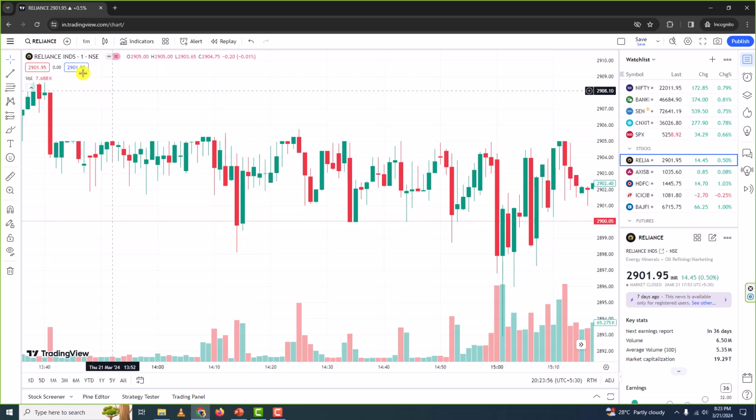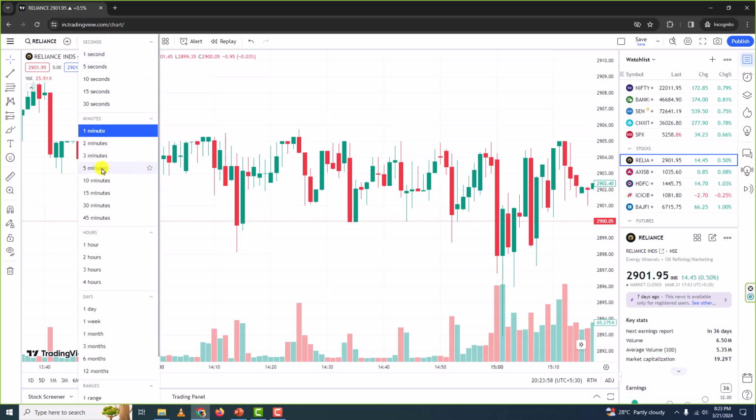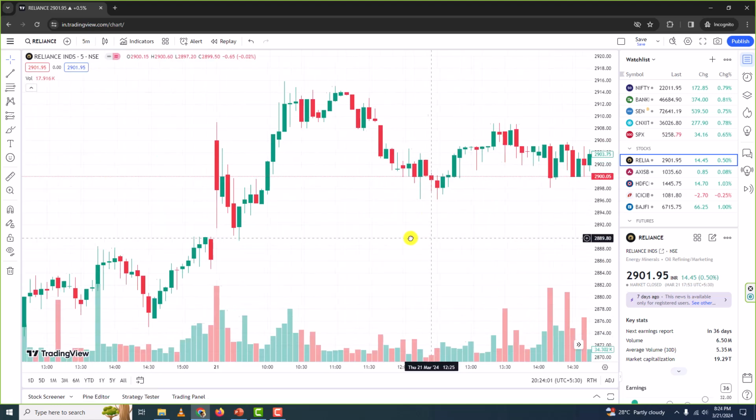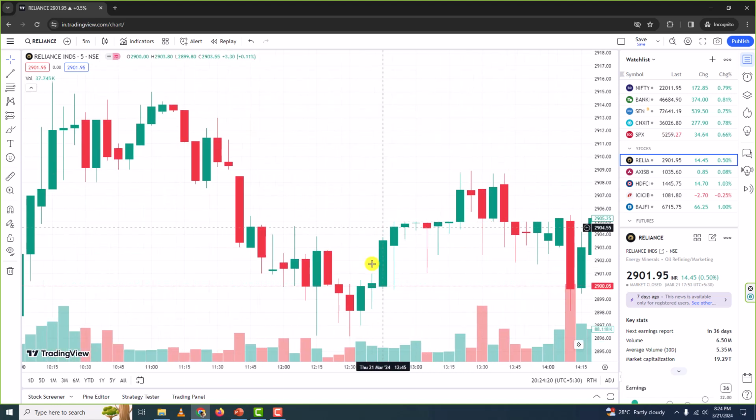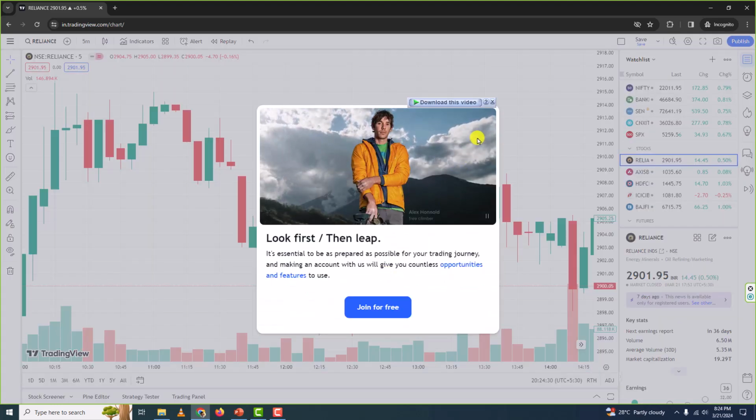Now let me change the time duration. Let me go to 5 minutes. Now you can see that the number of candles is reduced. So this here is the first candle of the day. The price moved like this and it came down, moved up, and it went sideways and it closed here. If I move my mouse over this candlestick, you can see that this is formed between 12:45 to 12:50.